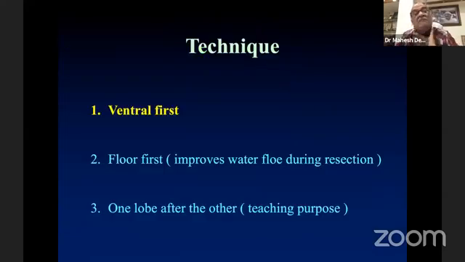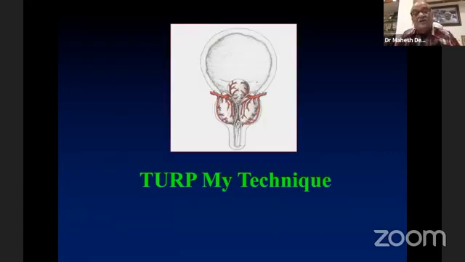And then my technique usually is ventral. Ventral means 12 o'clock first. And then because I reach there, I go on. But sometimes if you have a large median lobe, then you have to do the floor first to make sure that the median lobe goes away and you can have a good flow. And then one lobe after another, that is for teaching purposes. When we do one lobe, we give the other lobe to the resident, and he sees it and does it, and you can observe him. So here is my technique.